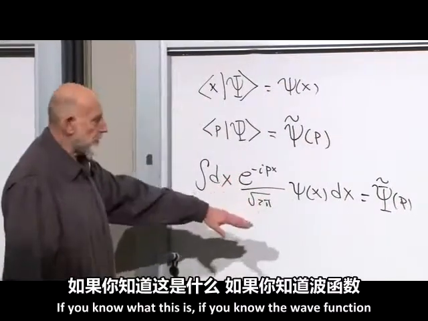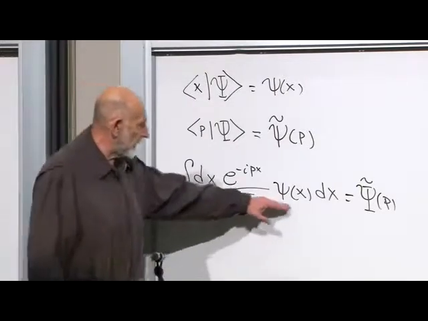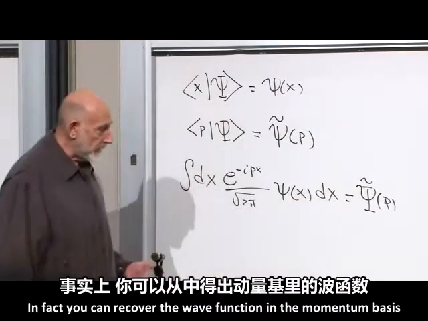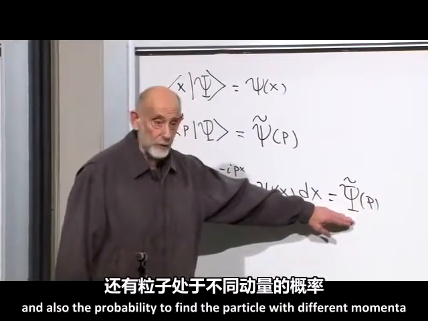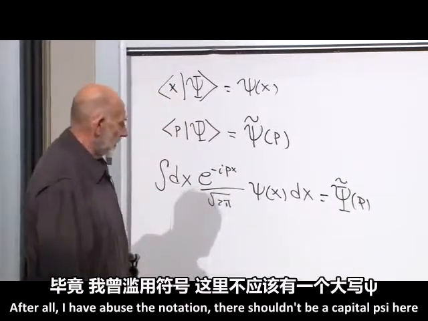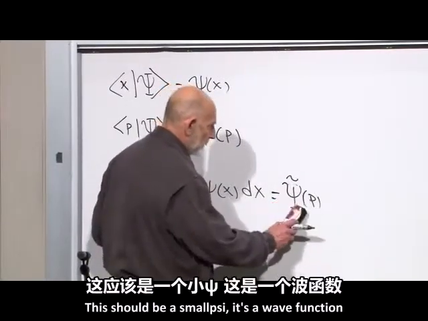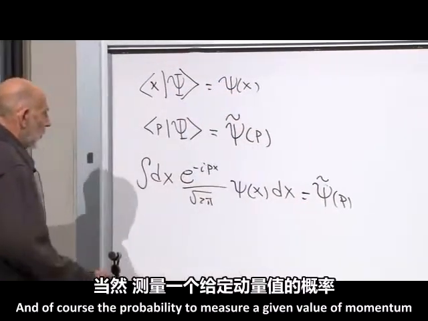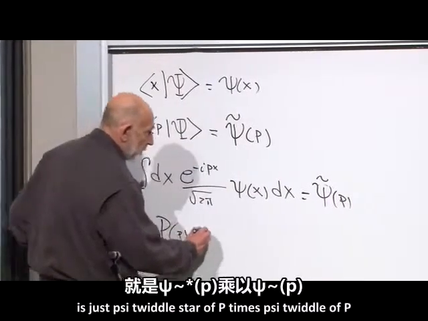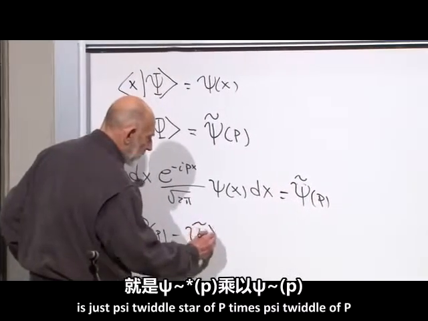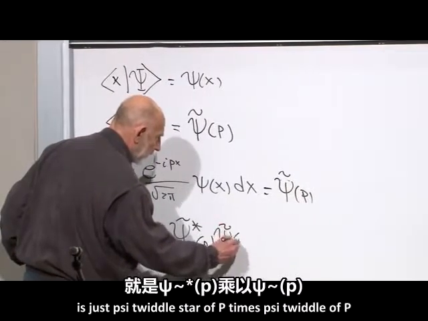And what this says is, if you know the wave function in the position basis, you know everything. That's enough. In fact, you can recover the wave function in the momentum basis, and also the probability to find the particle with different momenta. After all, I've abused the notation. This shouldn't be a capital psi here. This should be a small psi. It's a wave function. And of course, the probability to measure a given value of momentum is just psi twiddle star of p times psi twiddle of p.